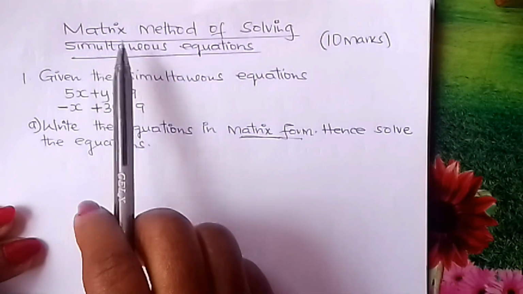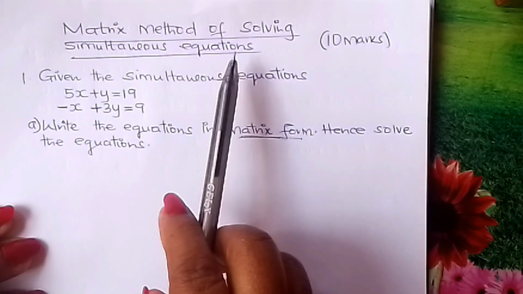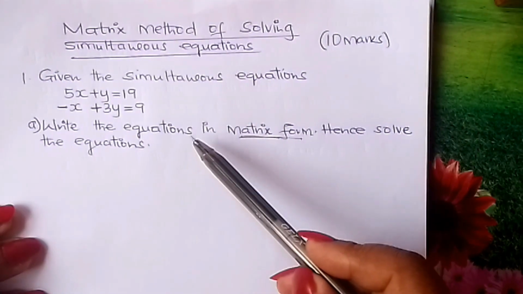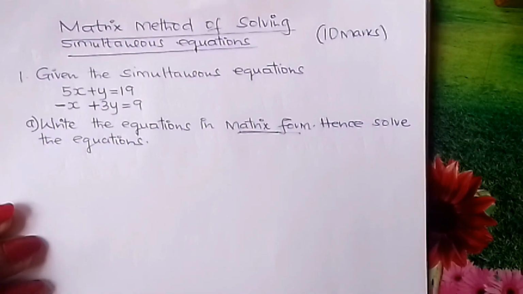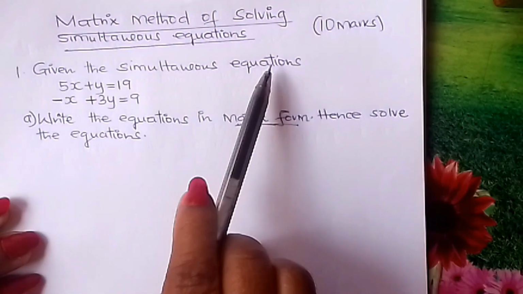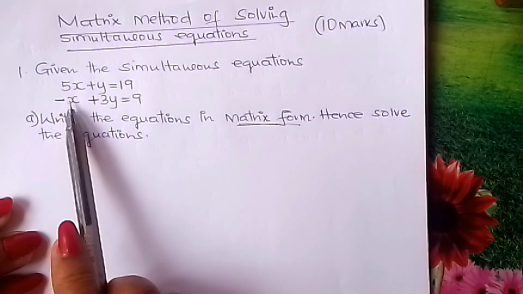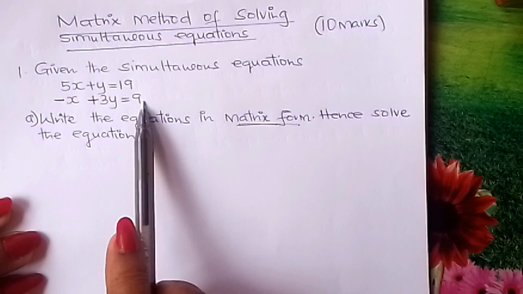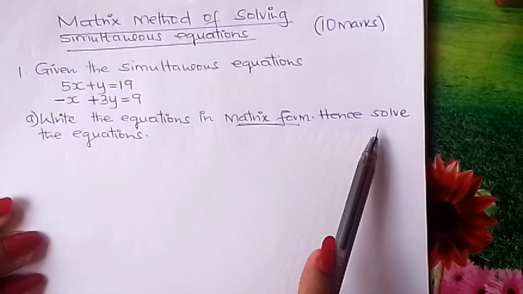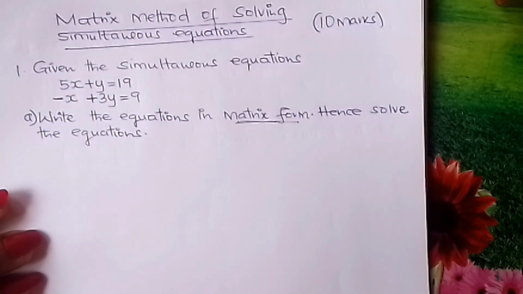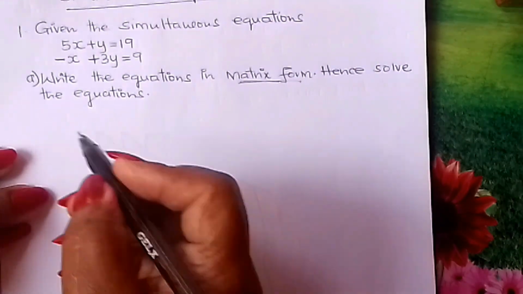Today I would like us to look at the matrix method of solving simultaneous equations. Let us look at this question here that carries 10 marks. Given the simultaneous equations 5x plus y is equal to 19, negative x plus 3y is equal to 9, write the equations in matrix form. Hence, solve the equations. So, we write these two equations in matrix form.